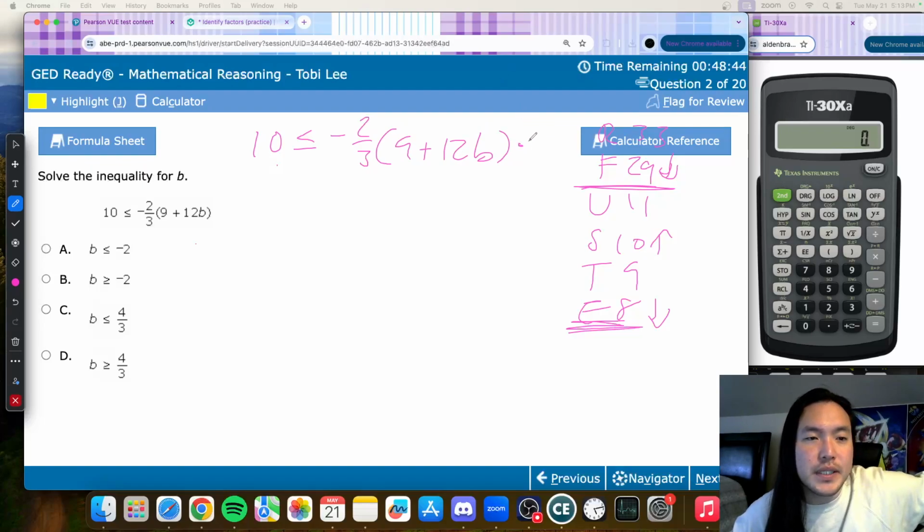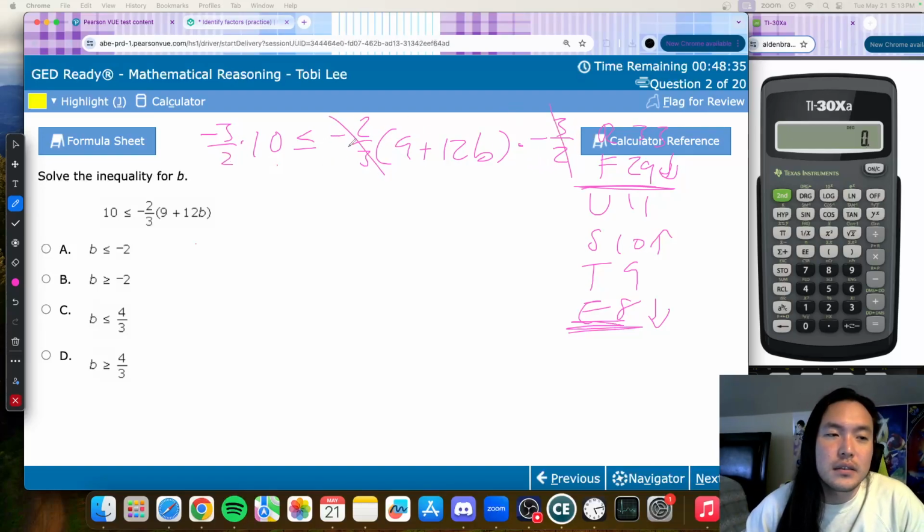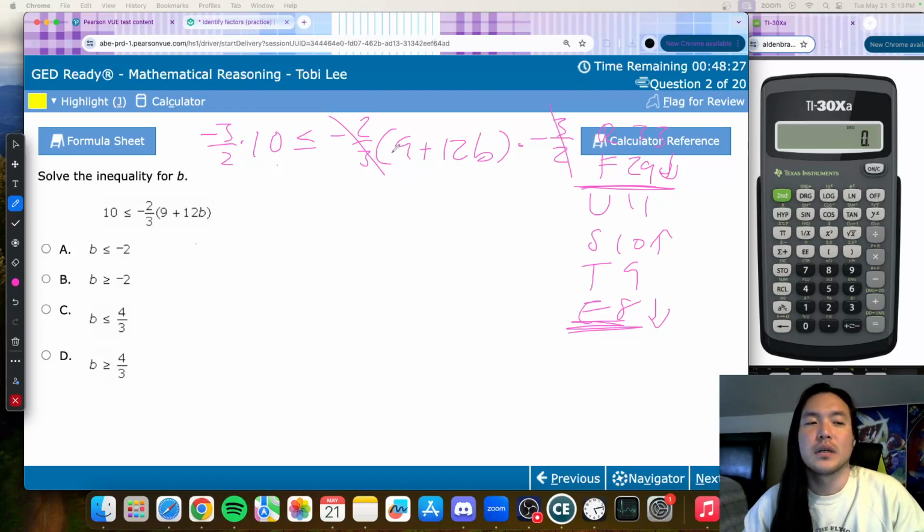I'm going to multiply both sides by negative 3 over 2. This will cause these to cancel, right? Negative 2/3 times negative 3 over 2 cancels out. That's exactly what I want. I want to try to isolate B.